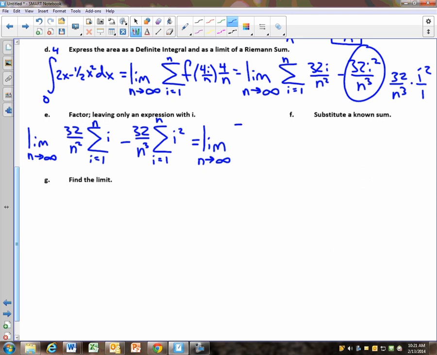So now I've got 32 over n squared. And we said if we sum up the first n integers, it comes out to be what? n times n plus 1 over 2. Good. Minus 32 over n to the third times what? What do the first n squares add up to? n times 2n plus 1 times n plus 1 all over 6. Oh boy.